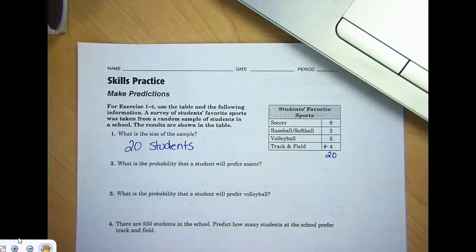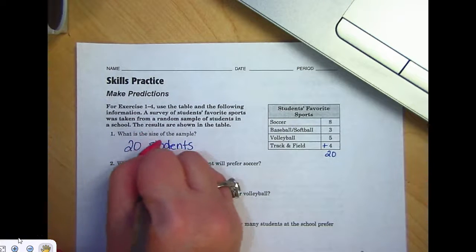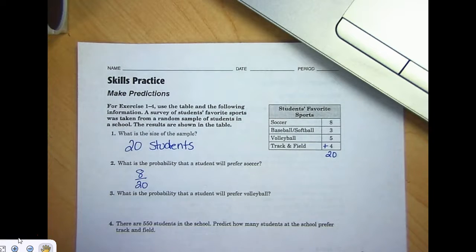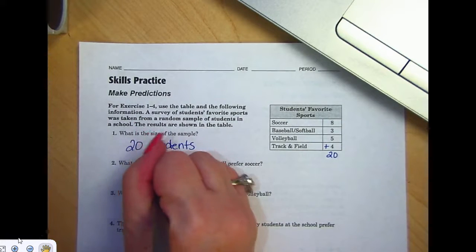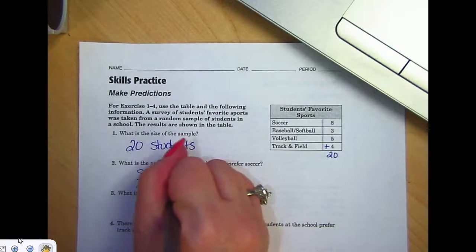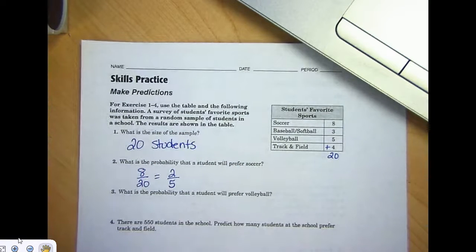What is the probability that a student will prefer soccer? So what's the probability? What's the likelihood? Out of 20 students, how many? 8 out of 20. Could we reduce that if we wanted to? We could divide both of them by 4, and we could say that equals 2/5. So 2 out of every 5.